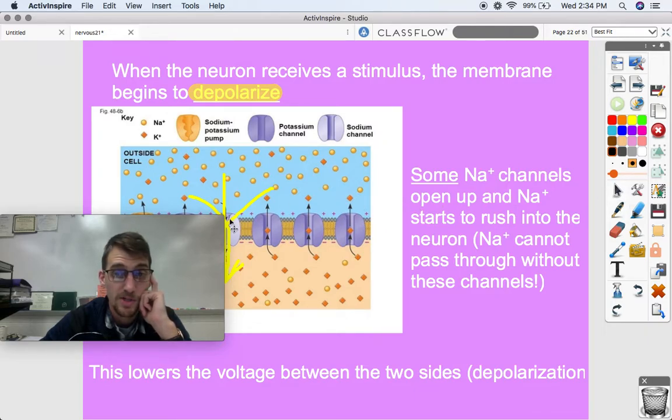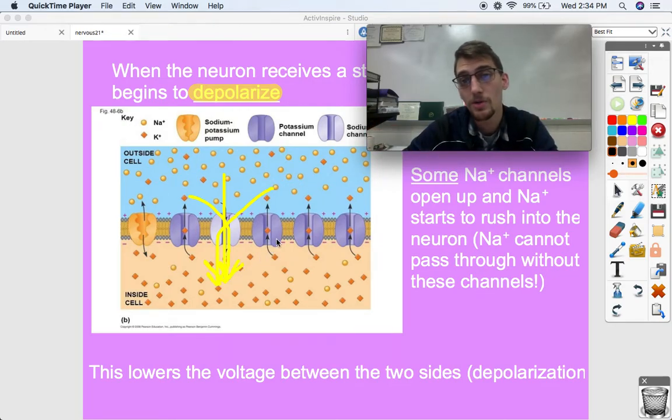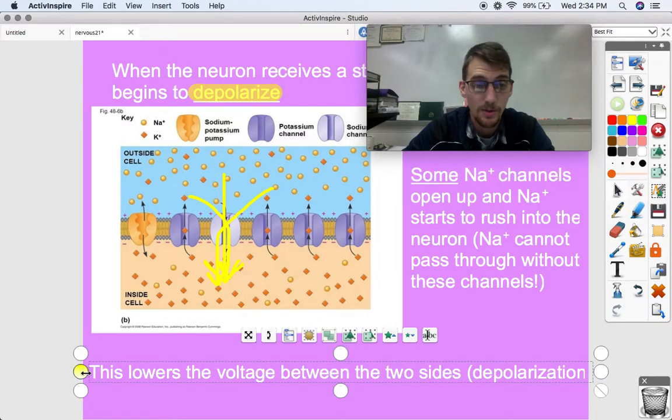So sodium channels start to open up, maybe because of some stimulus, and sodium starts to rush into the neuron. Remember, we have a lot of sodium on the outside, not a lot on the inside. So where is sodium naturally going to flow? It's going to go right into the cell once those sodium channels open. Like I said, sodium cannot pass through without those channels. It's blocked by the cell membrane because it's a charged molecule. When sodium comes into the cell, this is going to lower the voltage between the two sides, and it's going to depolarize.